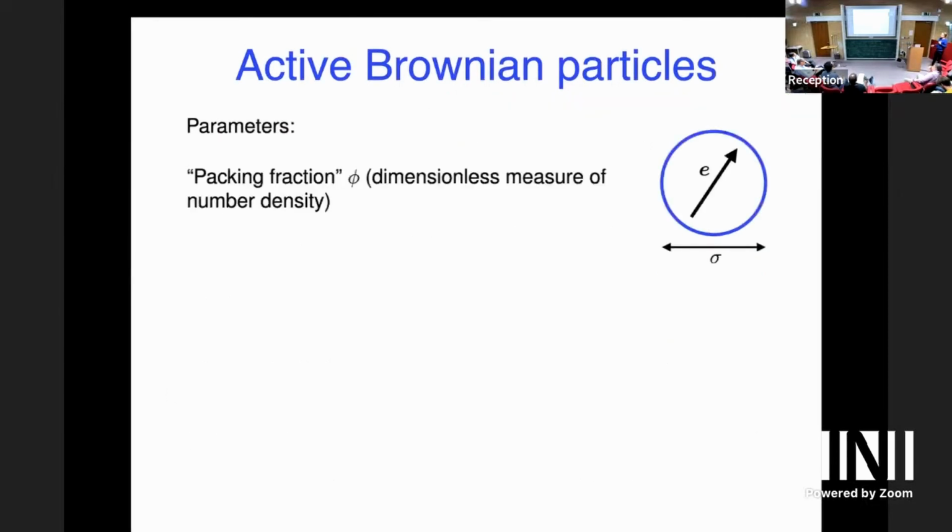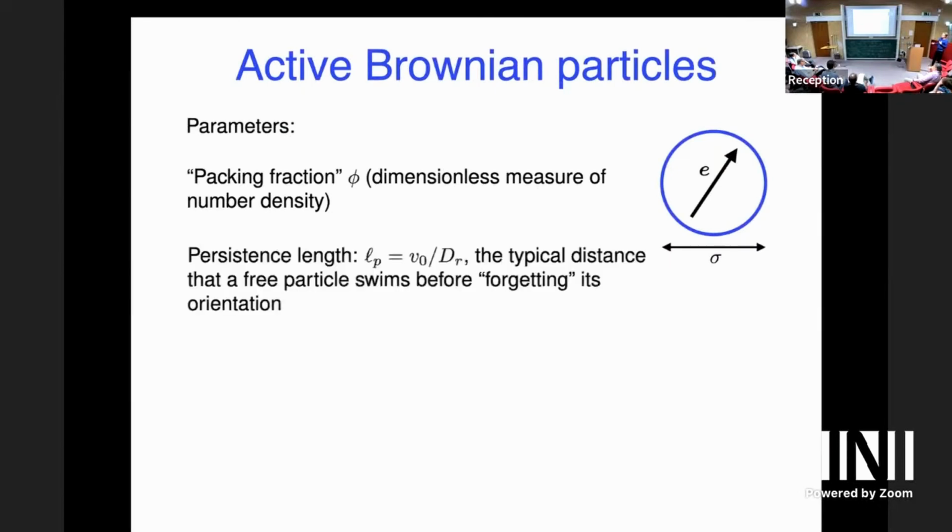Okay, so what are the parameters for this thing? There's obviously the packing fraction. There's some measure of how much they like to swim, and the measure that we usually think about is the persistence length. This is how far we swim before we forget our orientation. That's the persistence length, which is normalized with respect to the diameter. So that's the dimensionless parameter.